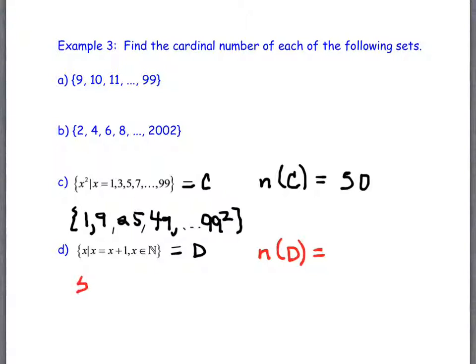So if we took the number 5, does 5 equal 5 plus 1? No, this doesn't work. So 5 is not an example that works here. So what numbers would work here? What number equals itself plus 1? Does 0? No, doesn't work. Does a negative number work? If we did negative 5, would negative 5 equal negative 5 plus 1? Nope.